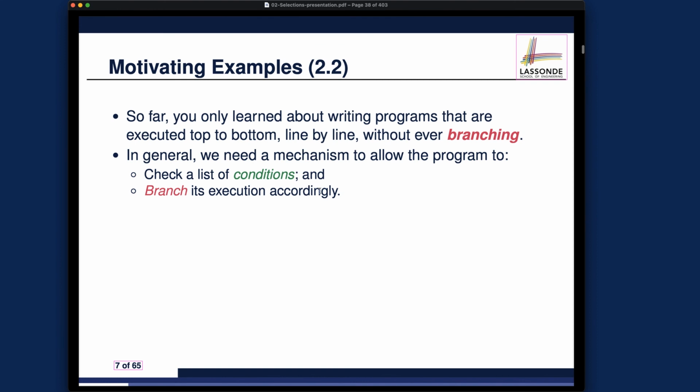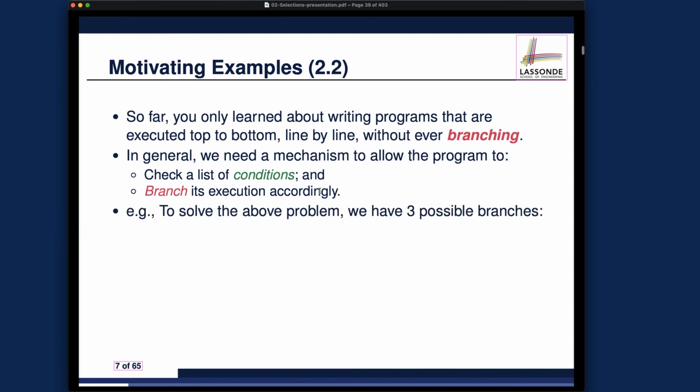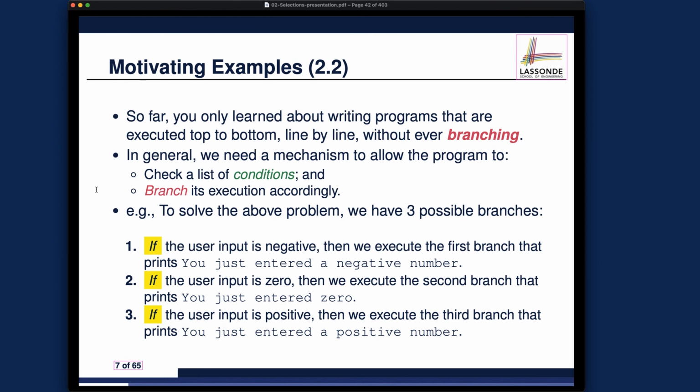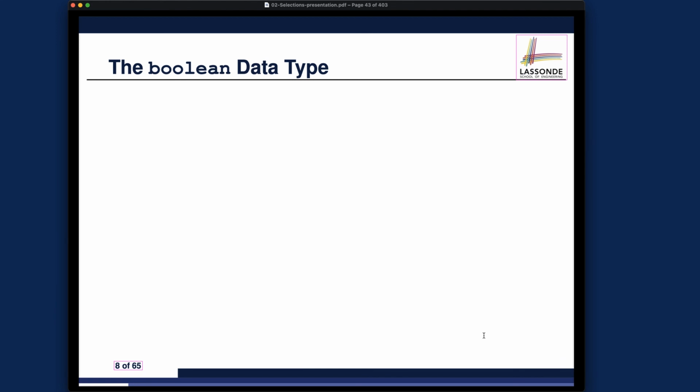So selection is really about branching. We'll see many examples this week and also next week to see how you can branch differently. And also there will be many cautions you have to take when you write if statements. All right, to solve the above problem, we have 3 branches over here. You can go over these 3 branches, and this will be a hint. When we get to the end of the lecture, there will be some extra exercise for you to solve. All right, so that's about the motivation. So now let's talk about Boolean data type.